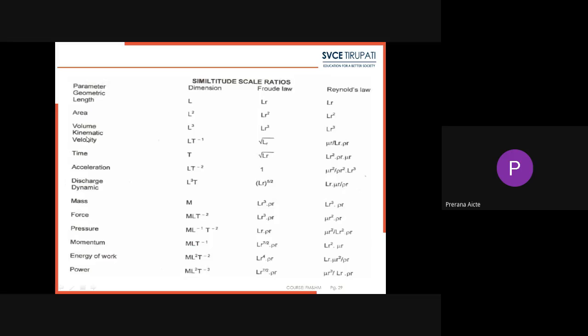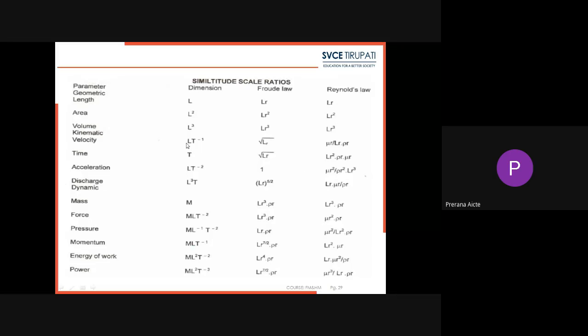Now coming to the kinematic parameters, the velocity has the dimension L t power minus 1. The scale ratio from the Froude law is square root of LR. The scale ratio from the Reynolds law is mu r by LR into rho r. Then for time, the dimension is T. The scale ratio from the Froude law is square root of LR, and from the Reynolds law, the scale ratio is LR square into rho r by mu r.